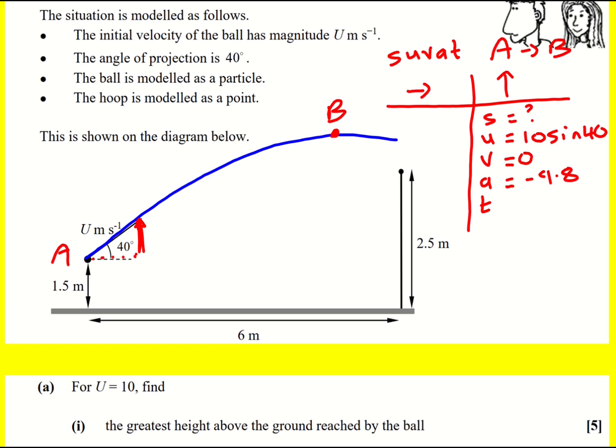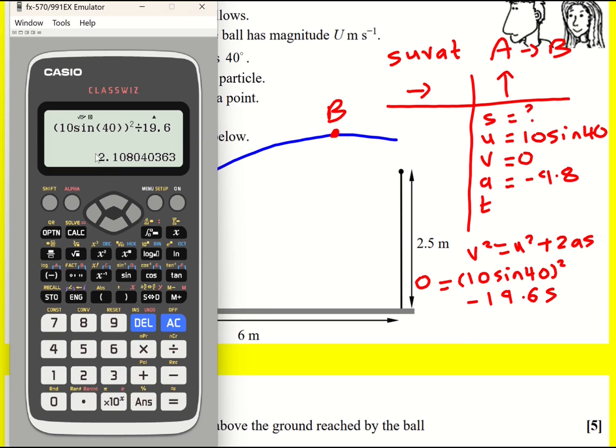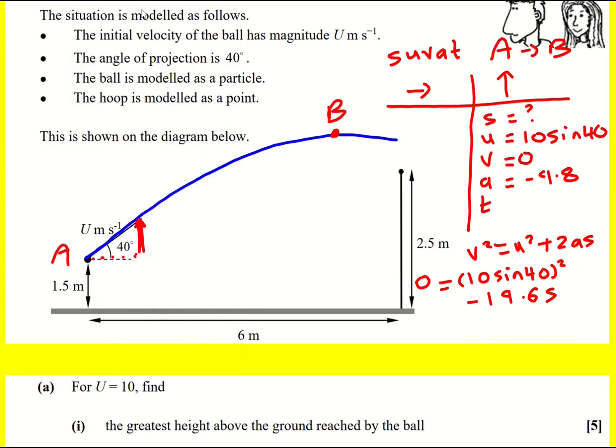We can use V squared equals U squared plus 2AS. Therefore 0 is going to equal 10 sine 40 all squared minus 2 times 9.8, that's going to be 19.6 times S. Rearrange, S is going to be 10 sine 40 all squared divided by 19.6, which gives 2.108.